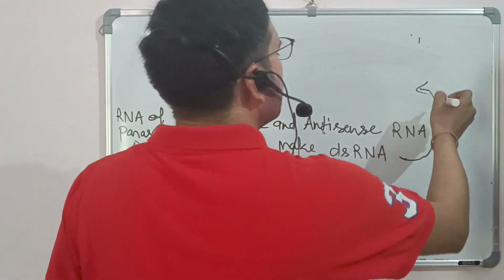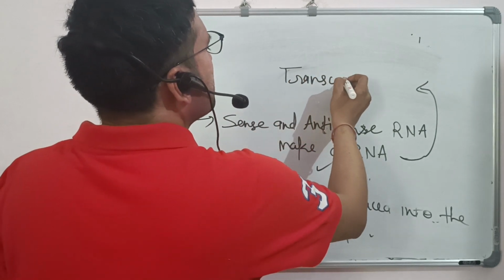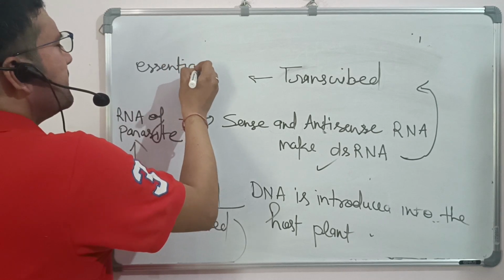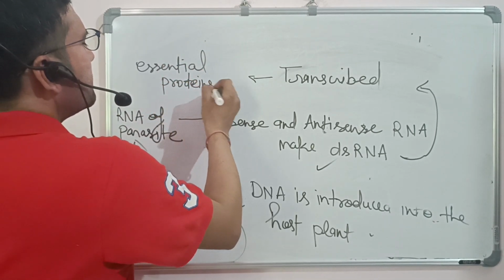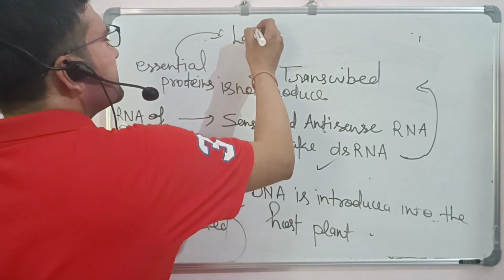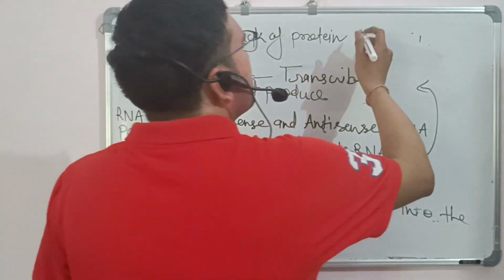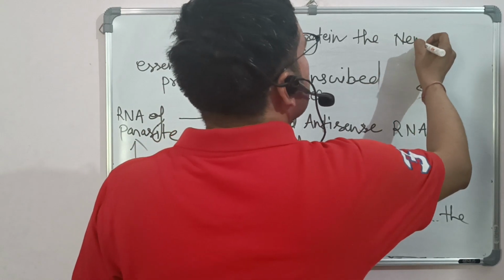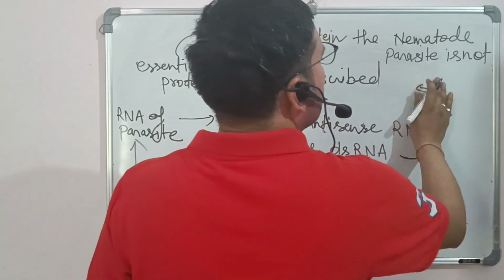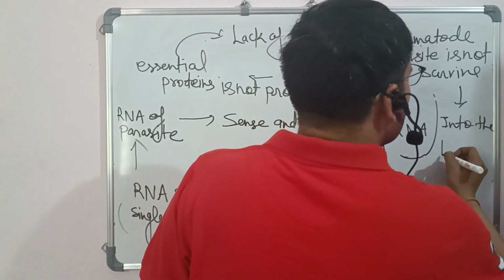and this double stranded RNA is not translated, so that the essential proteins are not produced, and due to the lack of nutrients, lack of protein, the nematode parasite does not survive in the host plant.